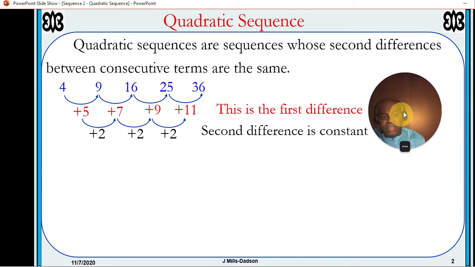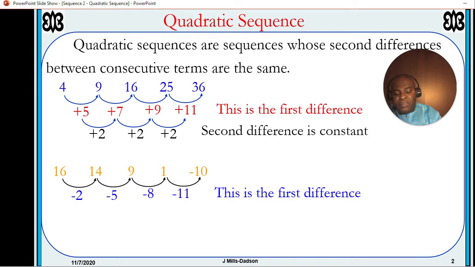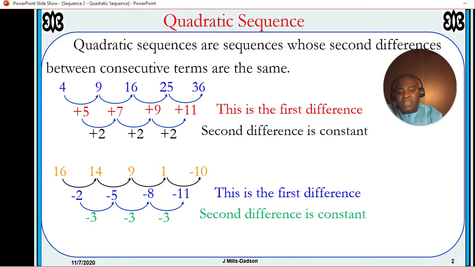Let's look at another example. This is a decreasing sequence. So the first set of differences: negative 2, negative 5, negative 8, and negative 11. That's the first set of differences. Second differences, we have negative 3, negative 3, negative 3. So this sequence also settles on negative 3, a constant number.